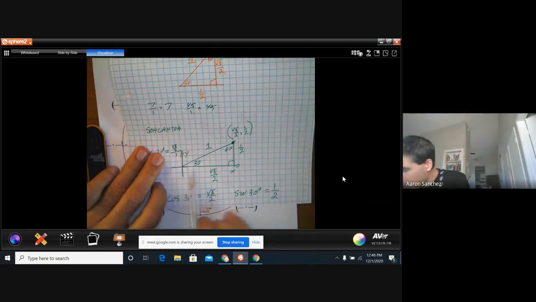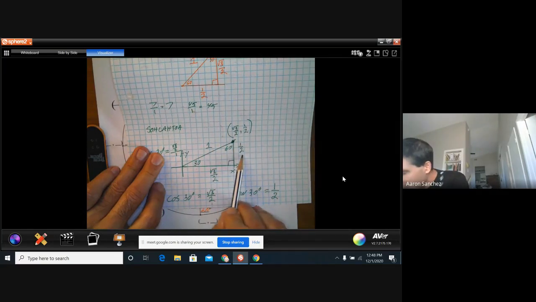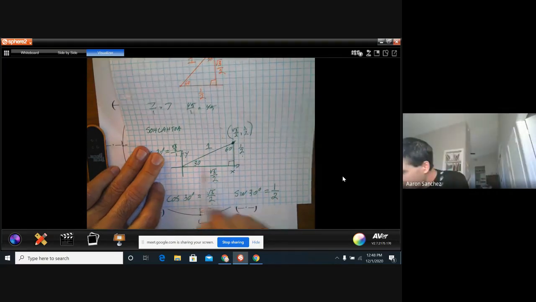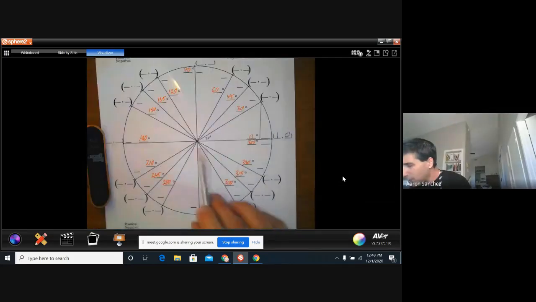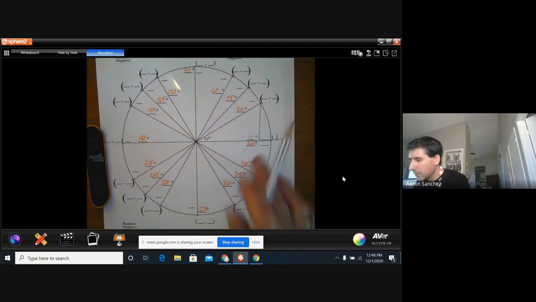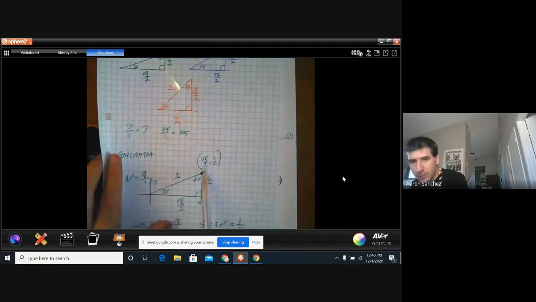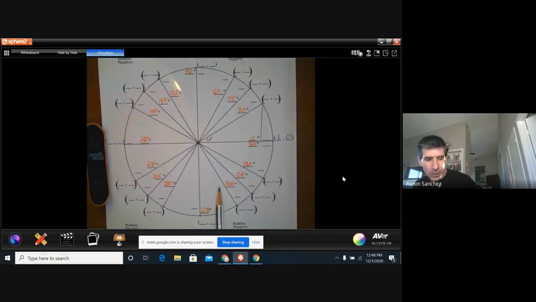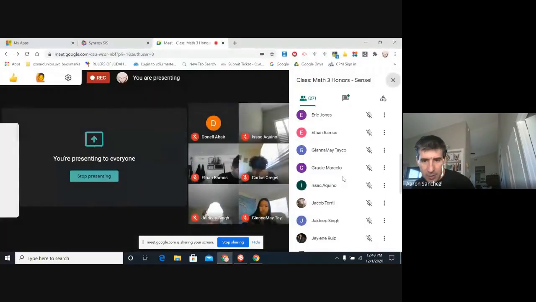Notice my coordinate plane. I go this way for my x. See how far I go for my x? And I go this much up for my y. See how far up I go for my y in my 30, 60, 90 triangle? So the same thing here. Take note. What's my x coordinate and my y coordinate? See if anyone can get this.